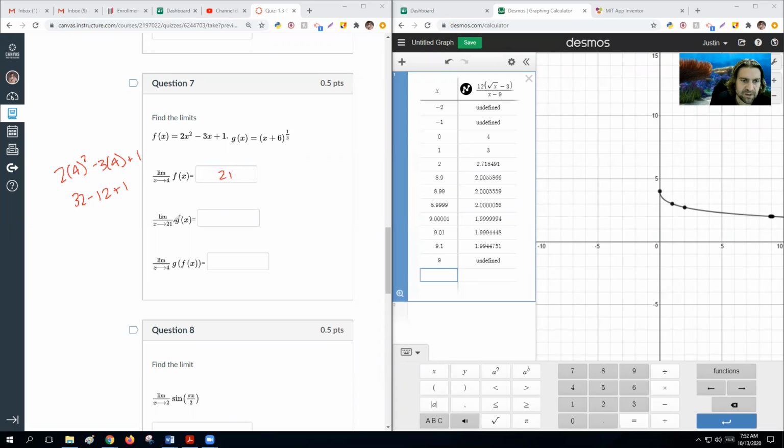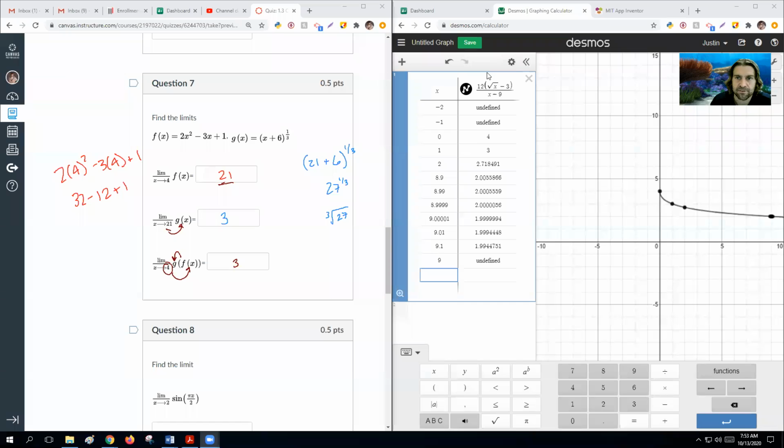All right, next problem here, we have to do the limit as we go to 21 of g of x. So we're going to take this number here and plug it in. So what would be 21 plus 6 to the 1/3 power? So that's 27 to the 1/3 power, aka the cube root of 27. That would be 3. And then lastly, find the limit as x approaches 4 of g of f of x. So that means we're going to take 4, plug it into f, get an answer, plug it into g. Well, this one's actually really easy because we already know if I take 4 and plug it into f, I get 21. And if I plug 21 into g, we get 3. So that one's pretty easy.